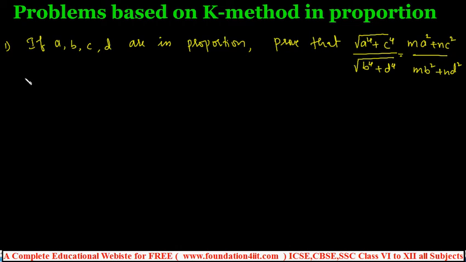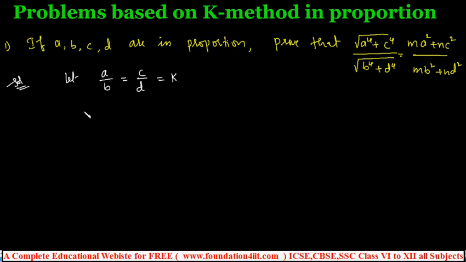So these problems we compulsorily need to use the K method. Already given a, b, c, d are in proportion. So let a by b be equal to c by d. You know that. That you can take as k. If you observe, numerators are a and c, denominators are b and d. Here also the same: numerator is a and c, denominator is b and d. So a and c we will convert in terms of b and d using this k method concept.